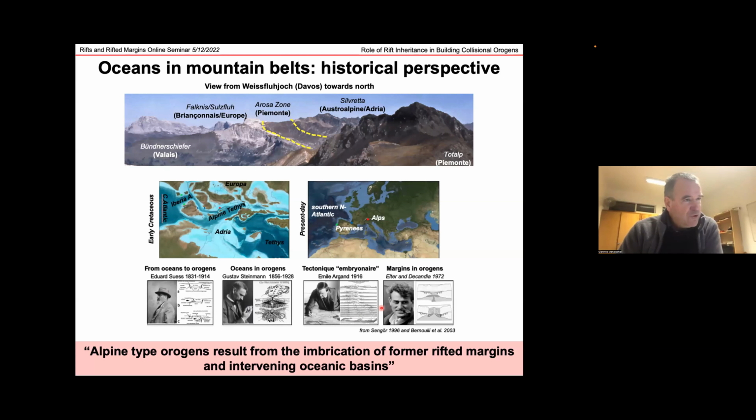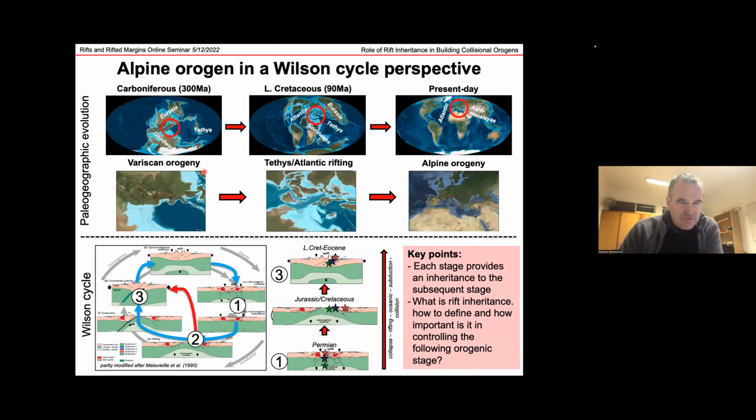This was a long time ago, and they could not really understand what oceans were and how they got involved in orogens. That was much later, with the advent of plate tectonics and the understanding of the Wilson cycle, that it became clear how you can go from an orogen like the Variscan through rifting back into an orogen like the Alps in Western Europe.